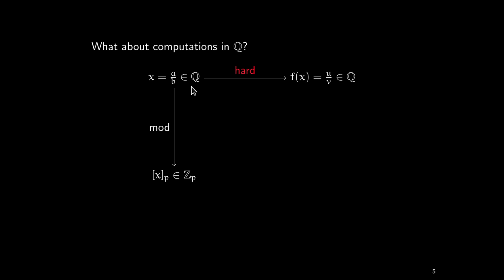Now, what if you are in the rational numbers? Then you can proceed roughly in the same way, but there's an additional complication. It's the denominators. So the situation is the same as before. You assume you have a function f that turns rational numbers into rational numbers, and it's hard to compute because rational numbers are difficult, and your idea is to go over a finite field. So you can go mod p. That's easy. You know how to do this.